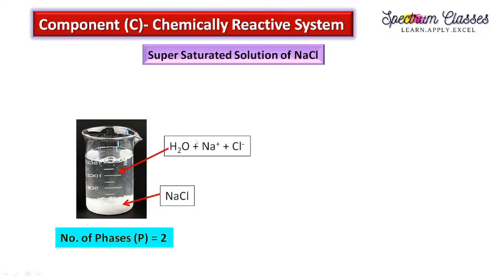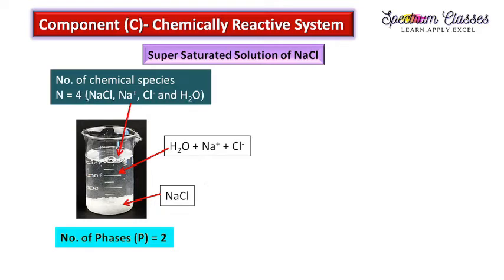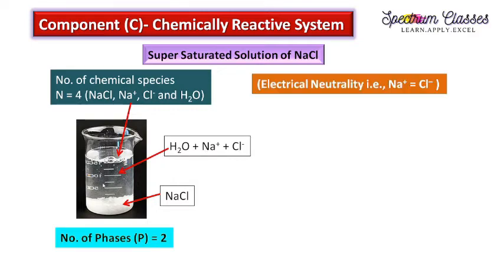So here what we are having, these are the number of species. Now number of species for this system is 4. In the previous case that were 3, because undissociated or solid NaCl is not there. Here we are having solid NaCl. So number of species 1, 2, 3 and 4. So 4. Now the next step, after determining number of chemical species, we have to establish the number of equations which are present in this given system.